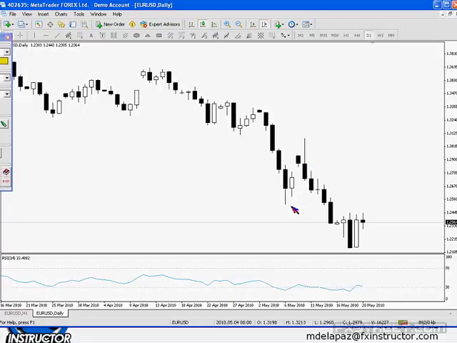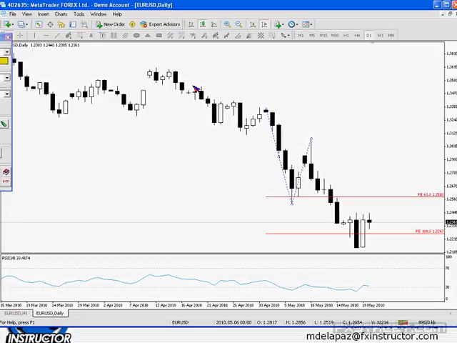Was fib expansion particularly useful in euro? Well, see for yourself.